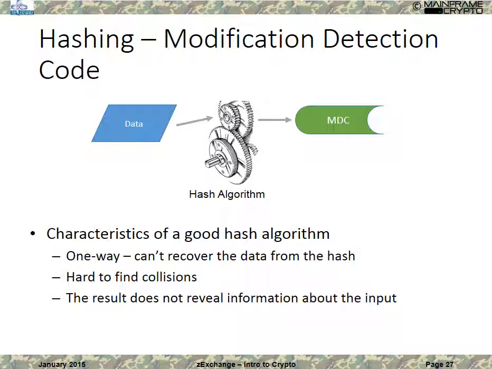And then the third characteristic of a good hash is that the hash does not reveal any information about the original message. So if you've got a hash value, you can't look at that and say, oh, the original message was character data, or it was decimal data, or it was this many bytes long. The hash value doesn't reveal any information about the message that it represents. So with that, let's go to slide 28.